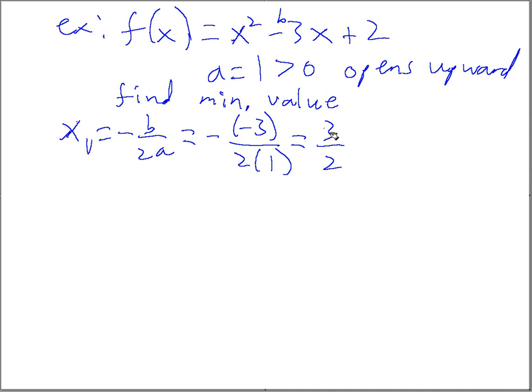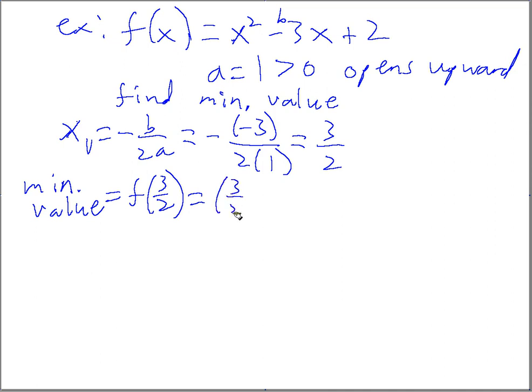Again, that's not the answer. The minimum value is the y-coordinate of the vertex. So the minimum function value is going to be what? Plugging the 3 halves into this function. So that's going to be f of positive 3 halves. Let's just plug it in. You can do it by calculator or just show the work. Here, I'll show the work.